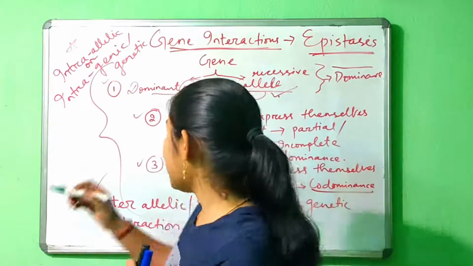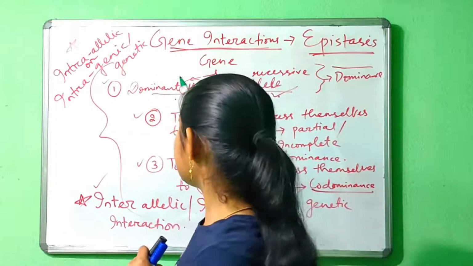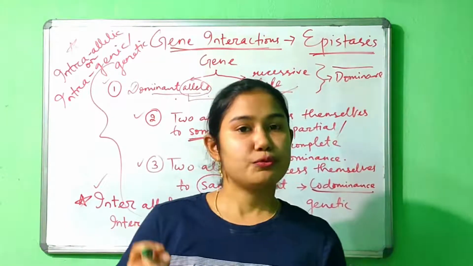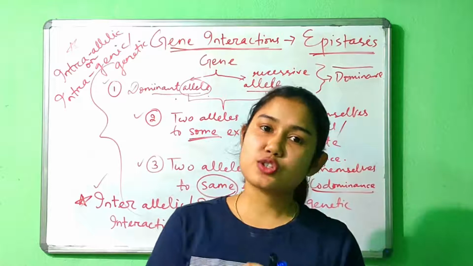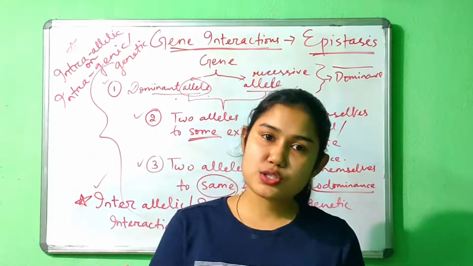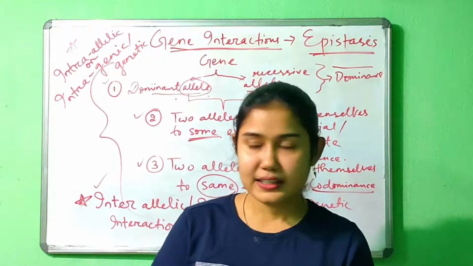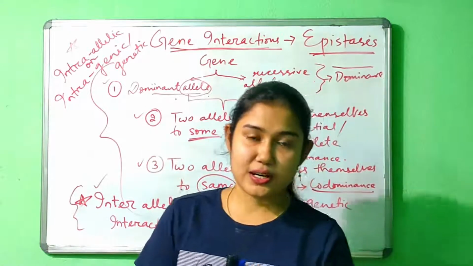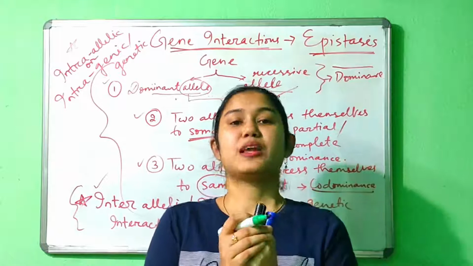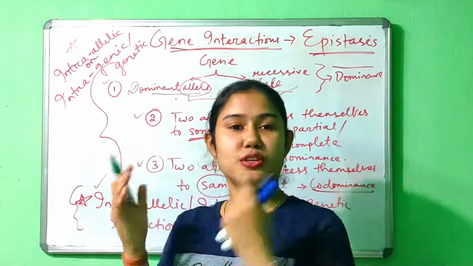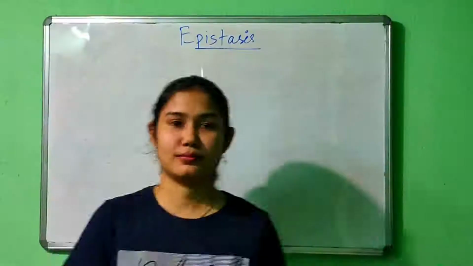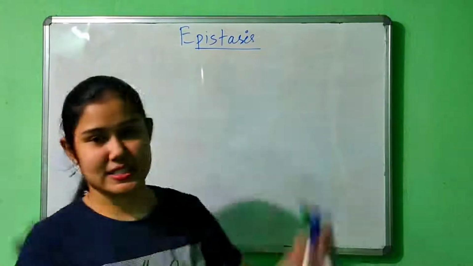So in case of dominance, incomplete dominance, codominance, we found the ratio 9:3:3:1 or 1:1, right? But in inter-allelic genetic interaction, we found a ratio other than 9:3:3:1 or 1:1. Okay. So, let's see, epistasis.